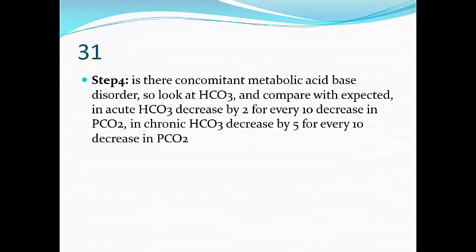Step 4, always look for another hidden metabolic acid-base disturbance. Is there any concomitant metabolic acid-base disturbance? As we said, in acute respiratory alkalosis, the body has no time to wash out bicarb, so you will expect bicarb to be decreased by 2 for every decrease of 10 in PCO2. But in chronic respiratory alkalosis, the body has time to wash out bicarb, so it will decrease by 5 for every 10 decrease in PCO2. It is similar to respiratory acidosis, but in the reverse direction.